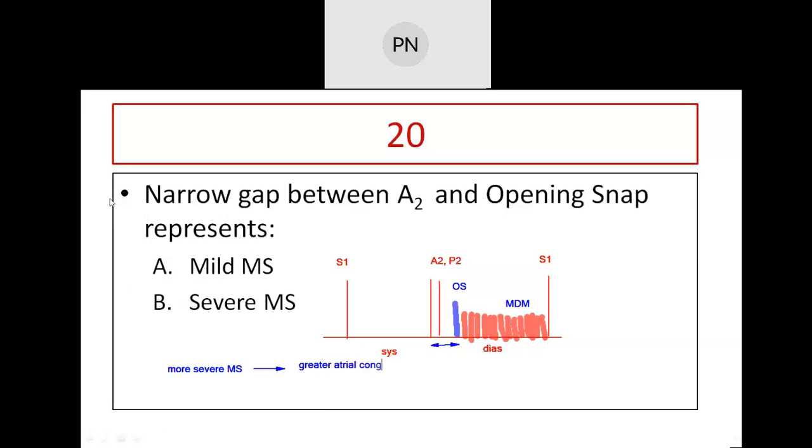This means there will be greater atrial pressure. This means there will be rapid opening of the mitral valve. And therefore the time taken for opening will be less. So there will be a shorter A2OS gap.